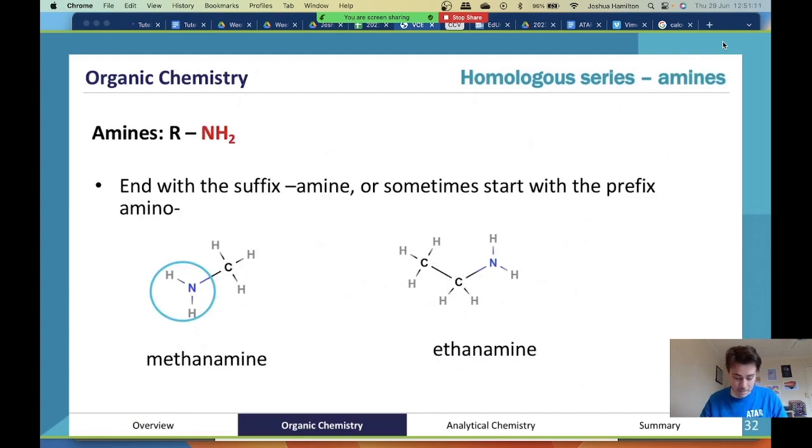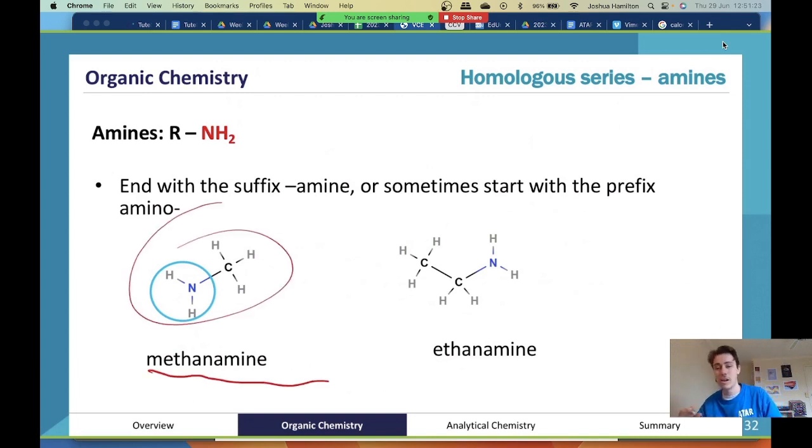Then last 2, amines and amides. Again, you don't need to know how to name these. They very rarely come up, but when they do, you'll need to know how to identify them, but you never need to know how to write the name fully down.